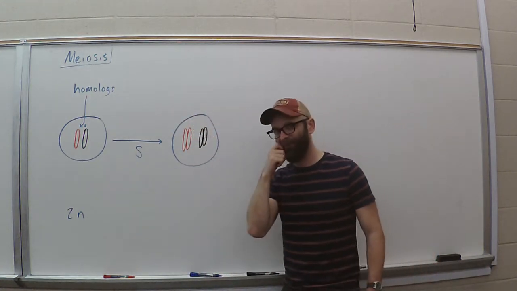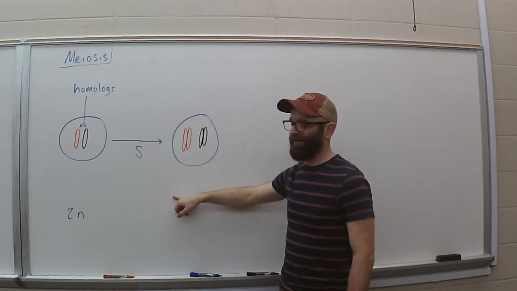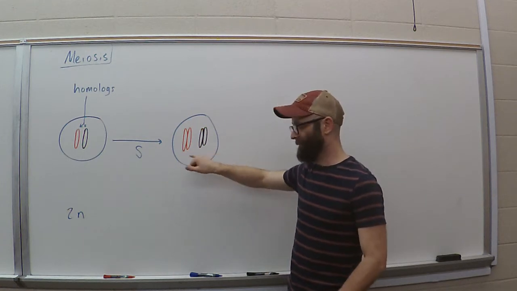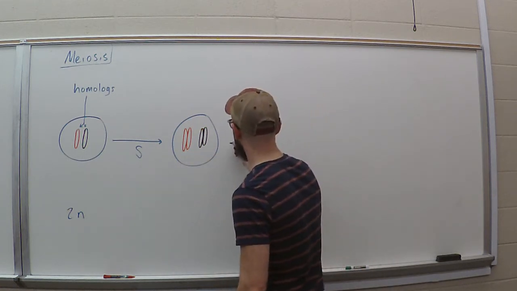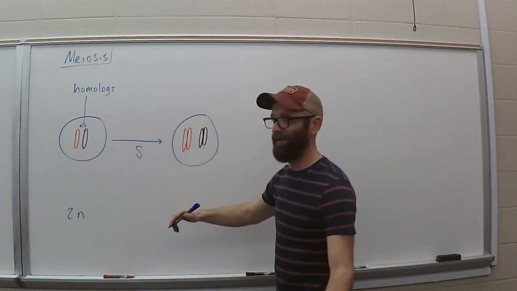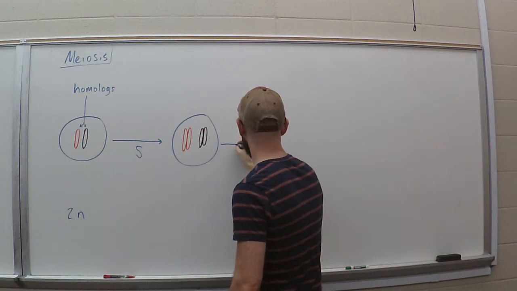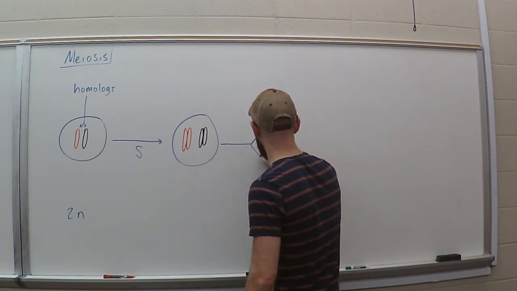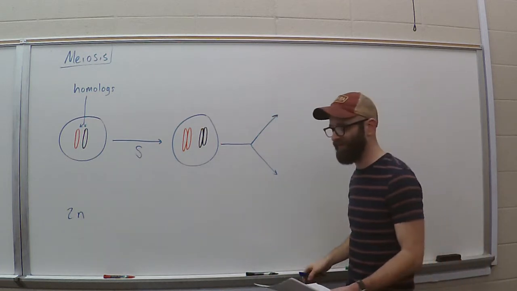All right. So it goes through S phase and replicates all of the DNA. Now it's got 2 copies of each homolog. And then the process, we're not into meiosis yet, right? The first step of meiosis divides up the homologs. The homologs will separate.